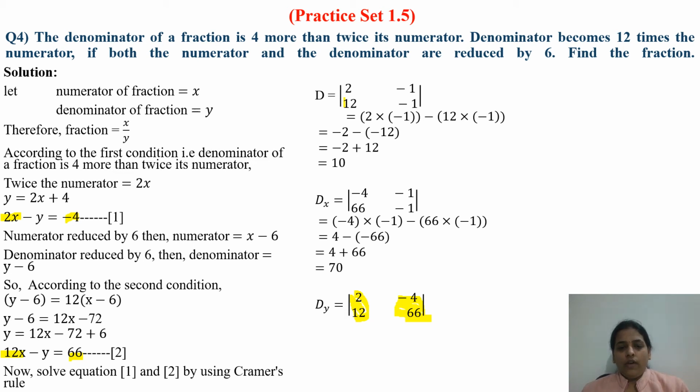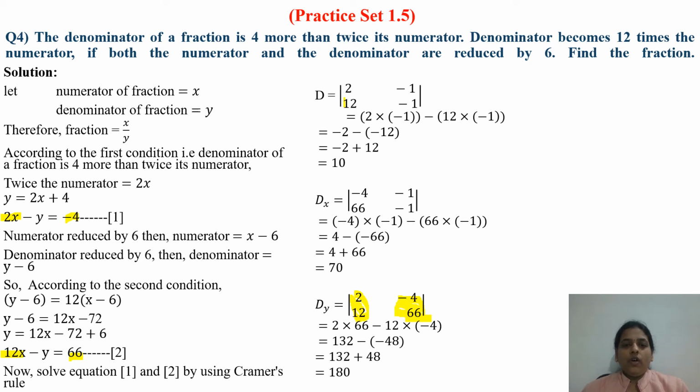So how to calculate dy here? That is multiply 2 into 66, minus 12 into minus 4. Next, 2 into 66, what is your answer? That is 132 minus, then 12 into minus 4 is equal to what? Minus 48. So minus minus is converted into plus sign. So therefore 132 plus 48. What is your answer here? That is 180. So this is your answer of dy.